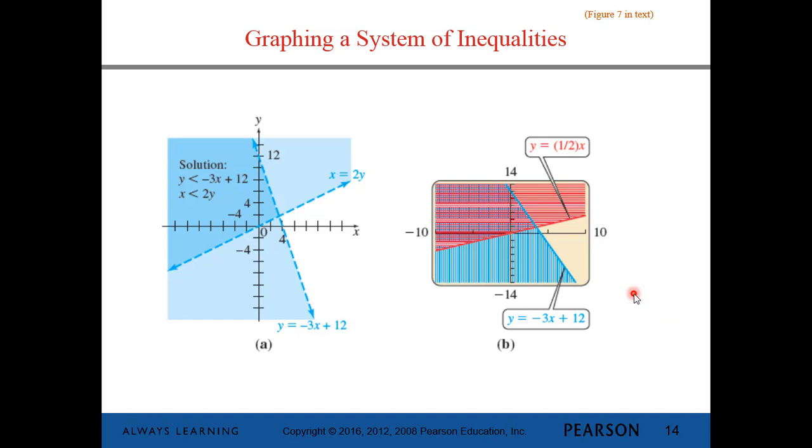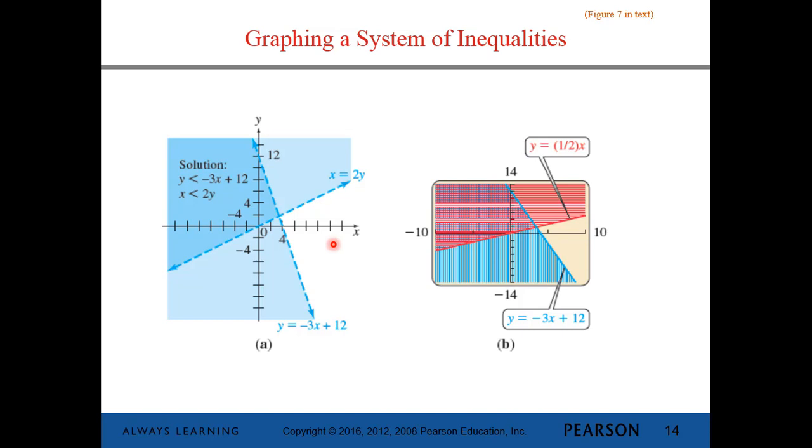So here's what we're doing. Here's one line, which is actually y equals 1/2 x. And this one here is the line y equals negative 3x plus 12. Both of these are strict inequalities, so we plot the boundary lines for this one and for this one. Notice that this goes right through the origin, so in this case we're not going to be able to use the origin as a test point.